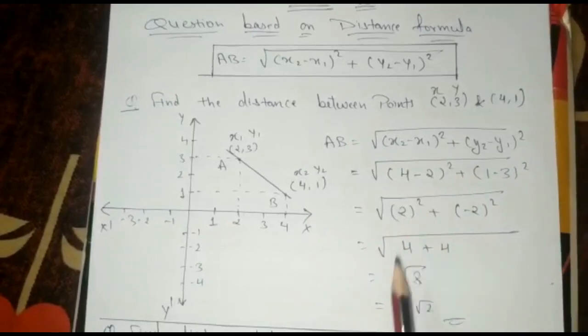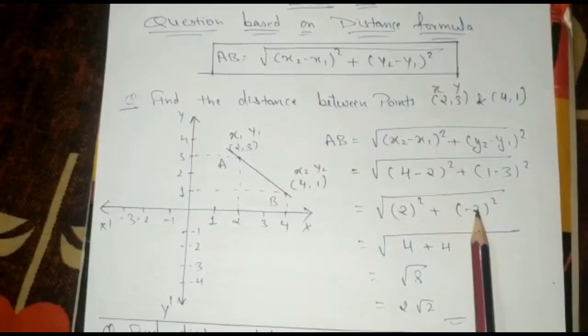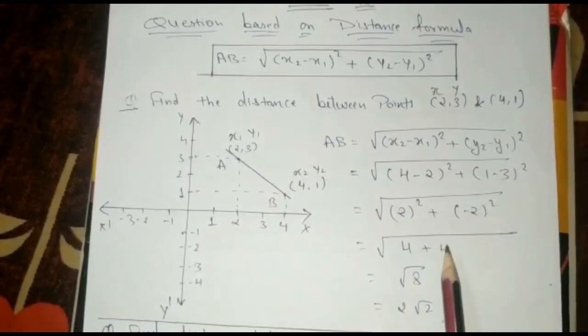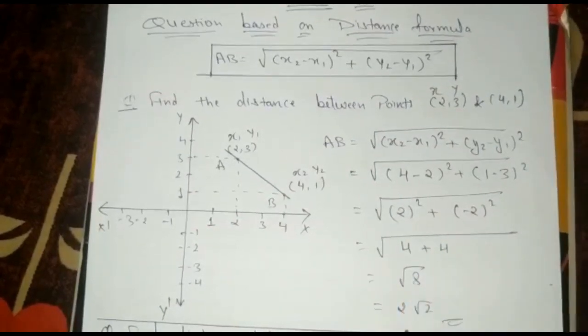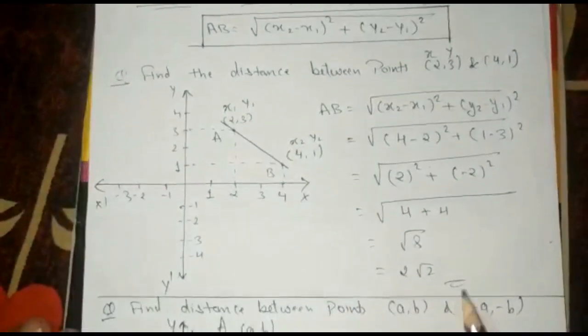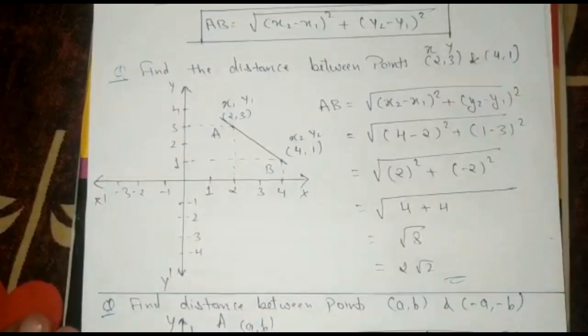The square of 2 is 4, and the square of a negative number is again a positive number, so minus 2 squared will become 4. 4 plus 4 will be 8, and root 8 will be 2 root 2, as we have discussed in the previous video. So this is the solution of the first question: find the distance between the points (2, 3) and (4, 1).